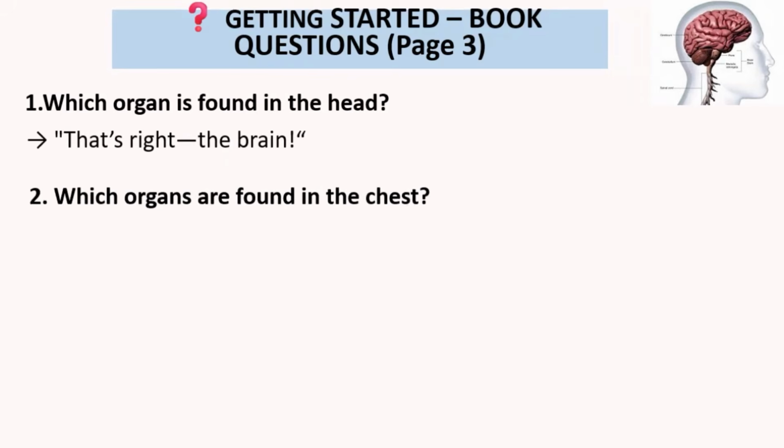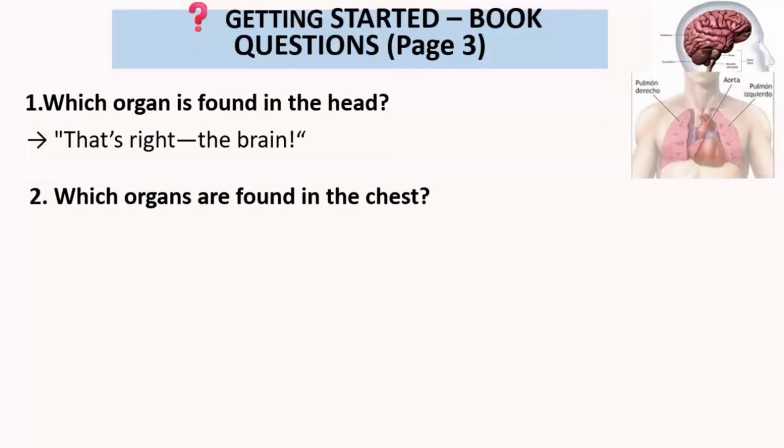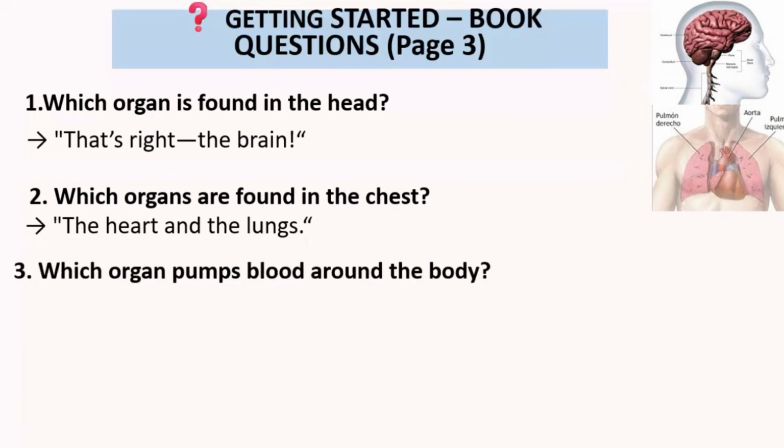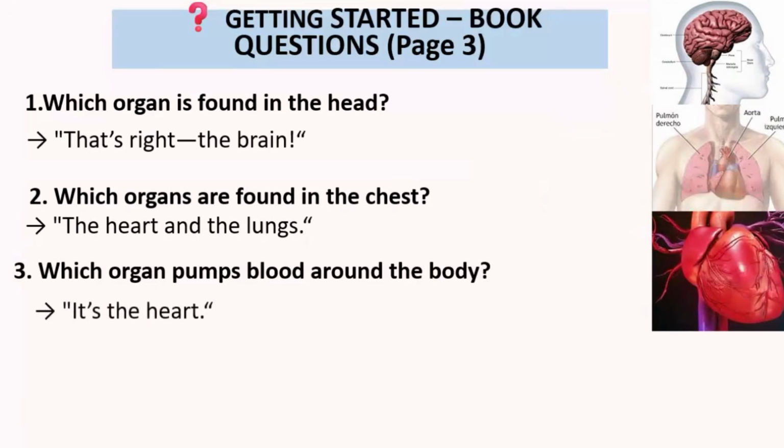Question 2, which organs are found in the chest? You can think. You are right, heart and lungs. And question 3, which organ pumps blood around the body? Think, it's easy. Yes, the heart.